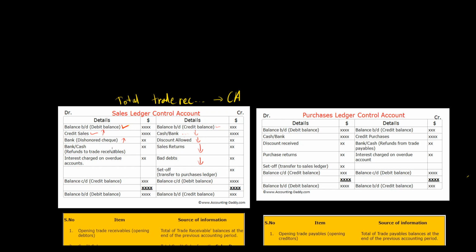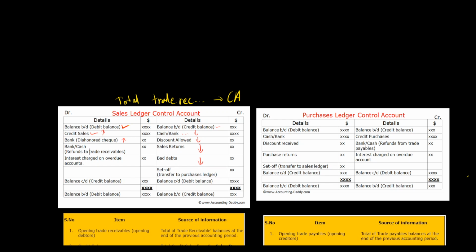Refunds to trade receivables. Now, if there was an overpayment, if we charged more than necessary, we would record it here. Since you see balance b/d was a credit balance, the best way to think about it is that since bank or cash will be credit, this is debit, of course, because it's a refund.